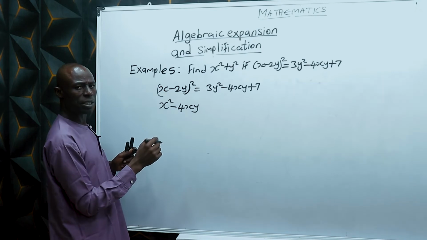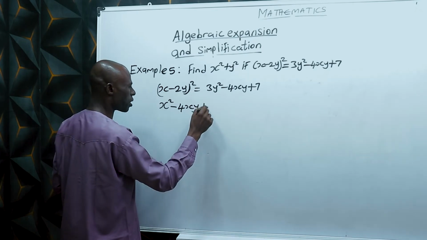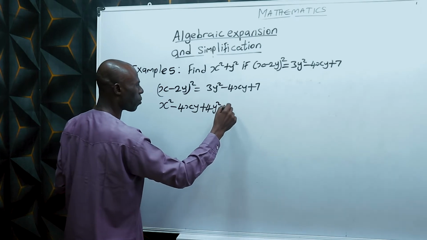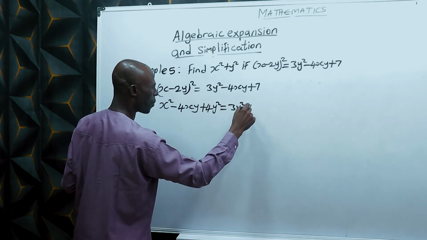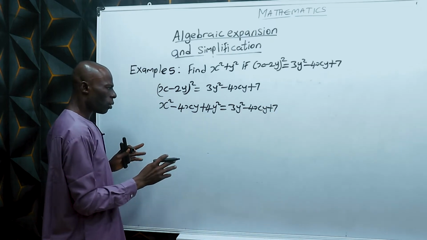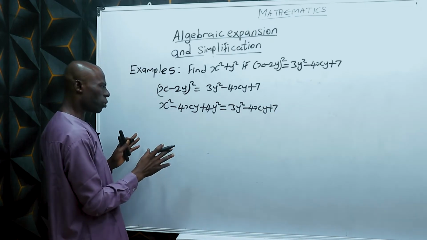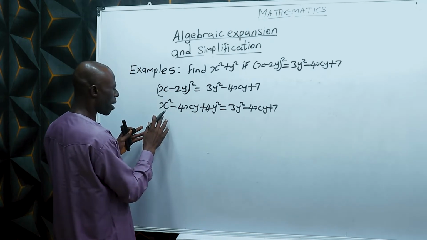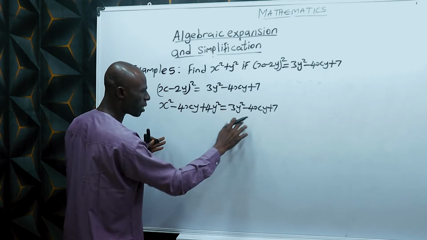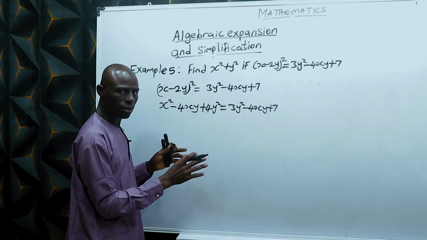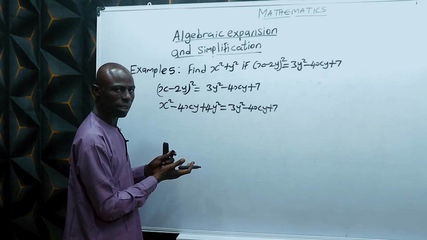Square the last thing in the bracket, positive 4y squared. Now this equals 3y squared minus 4xy plus 7. Looking at this very well, try to collect the like terms. What do we mean by like terms in this case? The algebraic terms, separate them from constants, from non-algebraic terms.